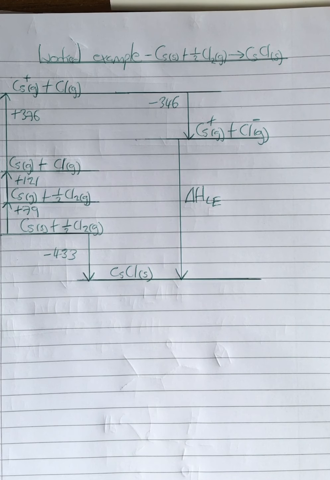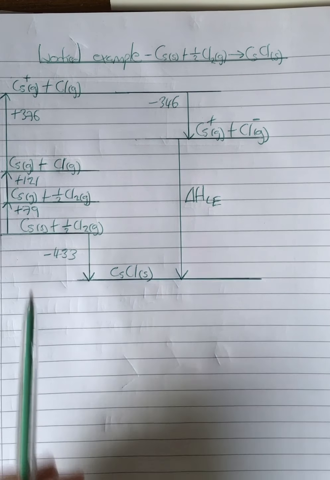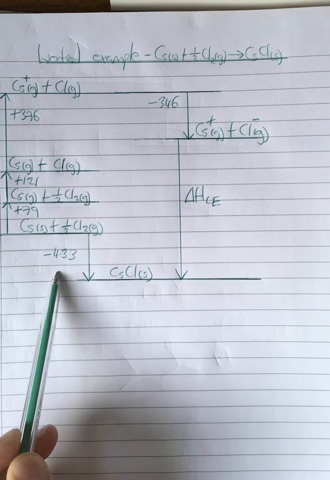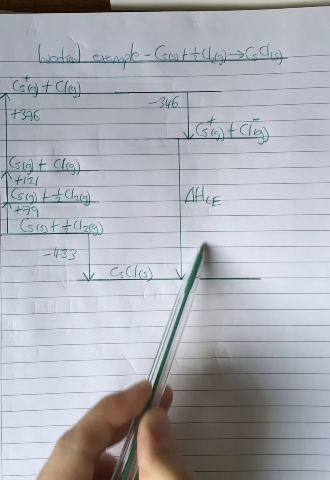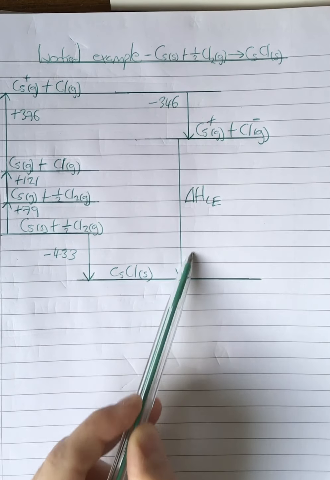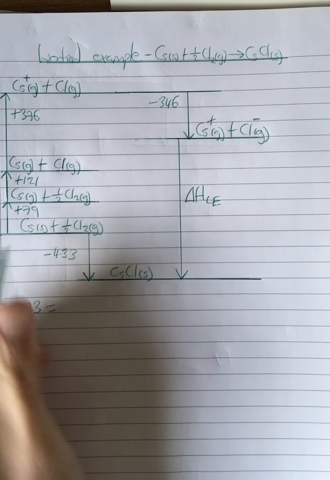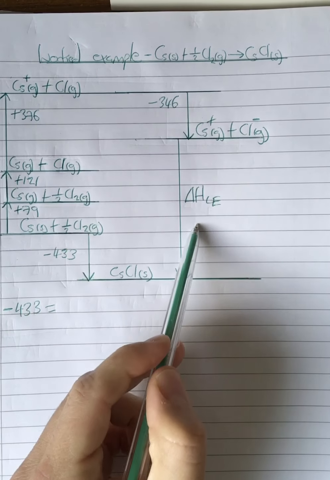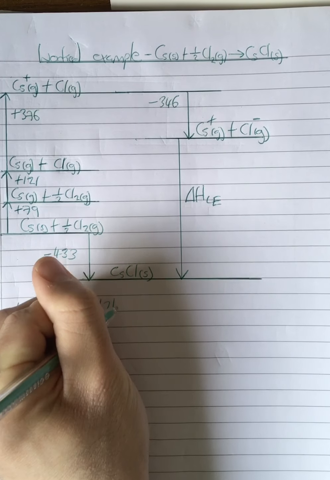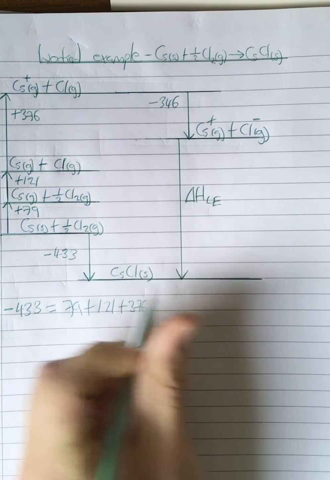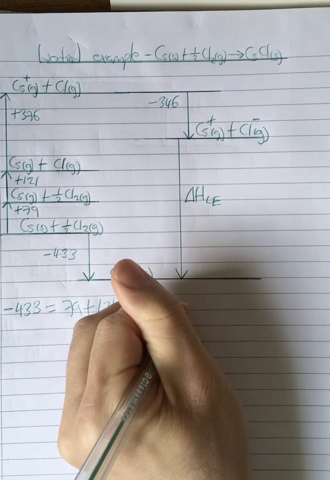Okay, so now I've got my Born-Haber cycle. That's it right there. Now we need to put this into an equation. So I know the overall process is minus 433 to go from there to there. And I also know some of the values going the other way. So I need to equate these two routes to find the unknown. So I'm going to do minus 433 is equal to this plus this. So I've got 79 plus 121 plus 376 minus 346, and then plus whatever delta HLE is.